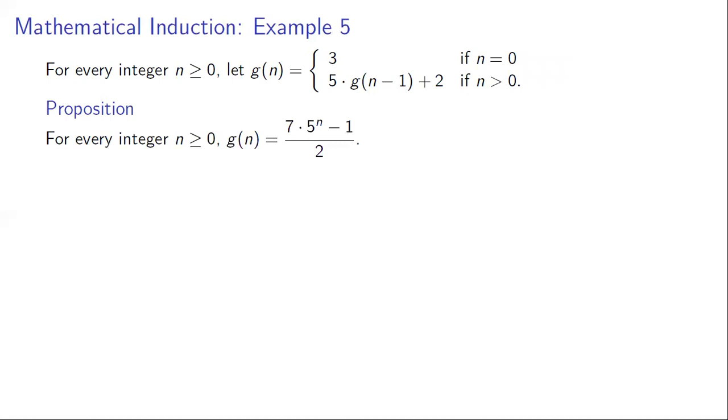Here's what we want to prove about g. So here's a nice formula that does not involve recursion for g. The formula says for every integer n that is greater than or equal to 0, g of n is equal to 7 times 5 to the n minus 1, all divided by 2. Now, how did someone come up with this formula? Well, there is a way, but we're not going to cover that.